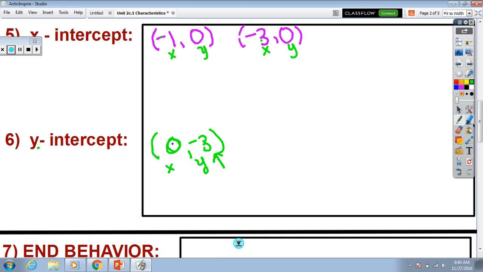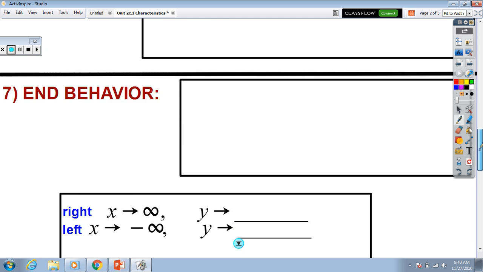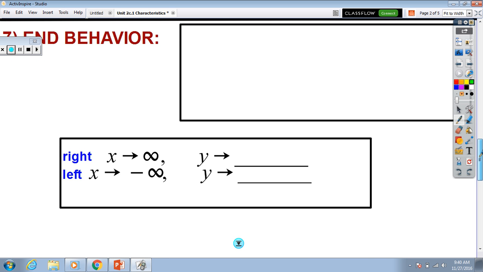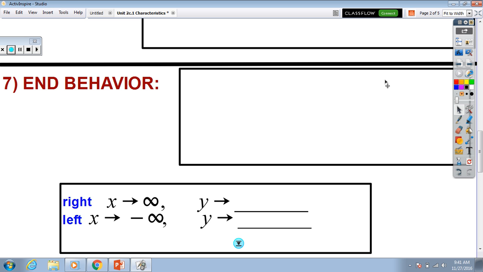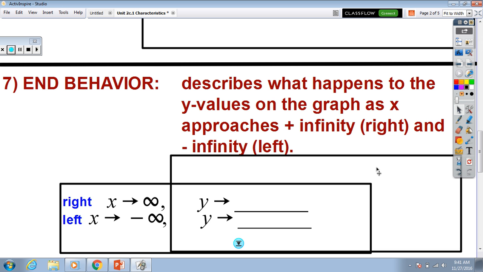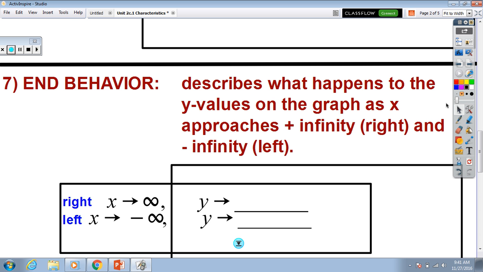Alright, so the last thing that we're doing today for characteristics of functions is called the end behavior. End behavior. And its name kind of gives you a hint as to what you're doing. End behavior means what is it doing at the ends of the graph. Look on the left side of the graph, what is it doing? Look on the right side of the graph, what is it doing? So in this box that you have next to end behavior, I need you to pause the video so that you can go ahead and fill in your box with the vocabulary.